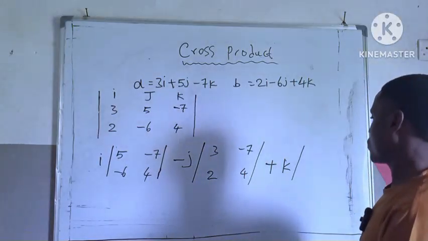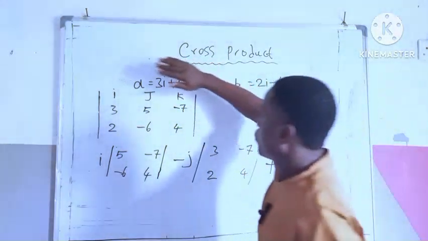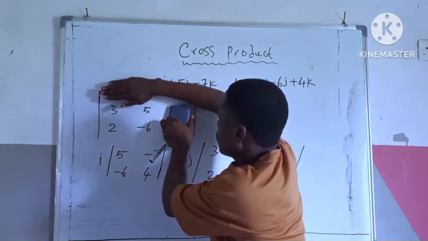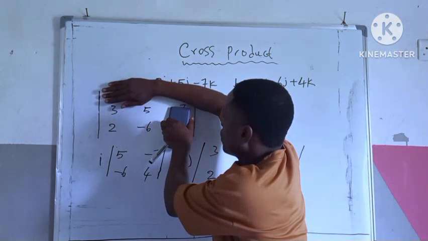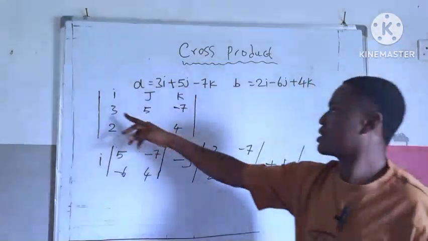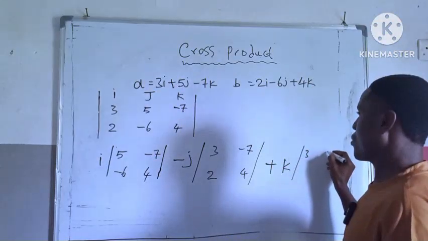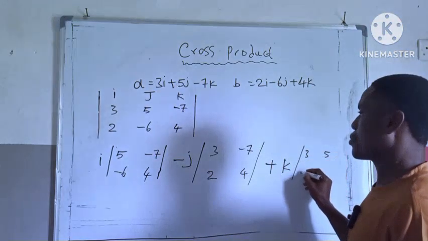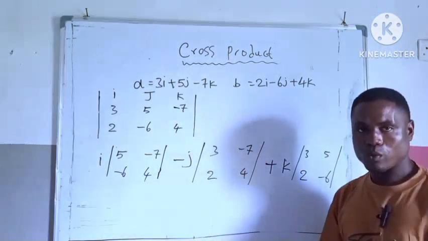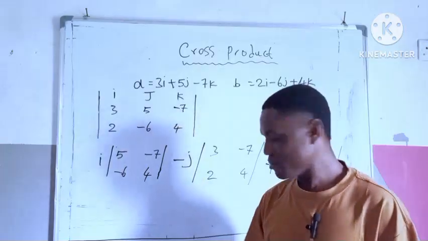Now let's come to the third one. So K, what are we blocking? We block this line, right? So the remaining numbers are 3, 5, 2 and minus 6. 3, 5, 2 and minus 6. So we are done with this part. It's simple.